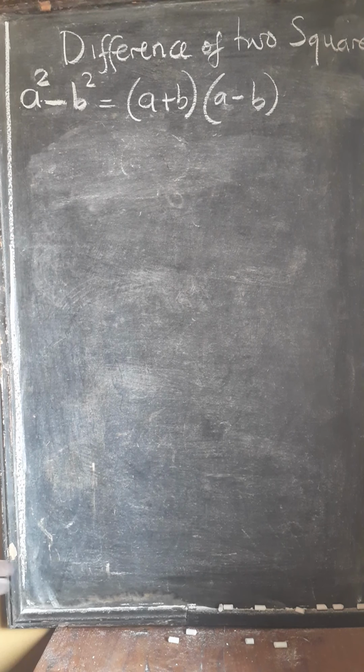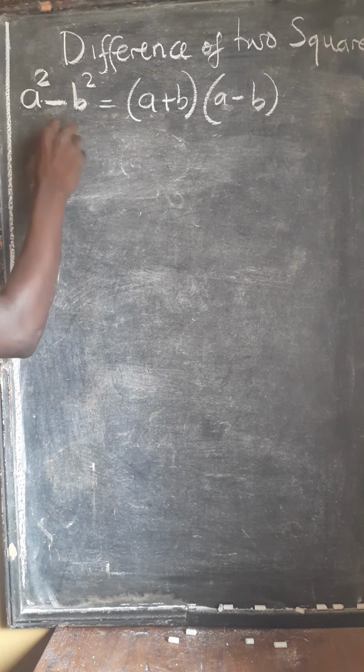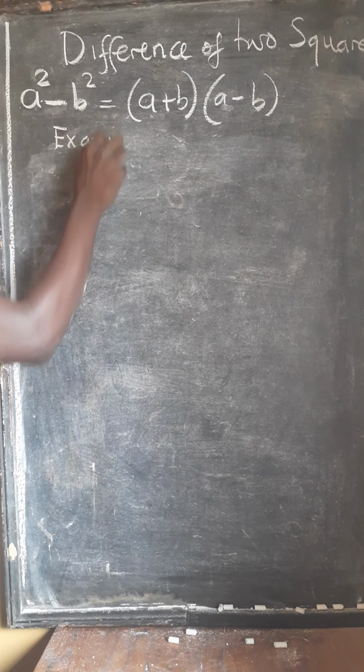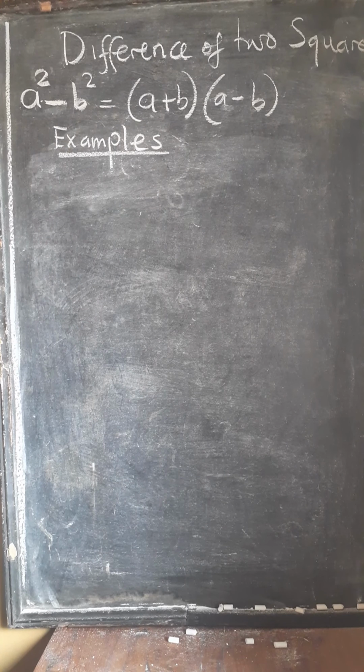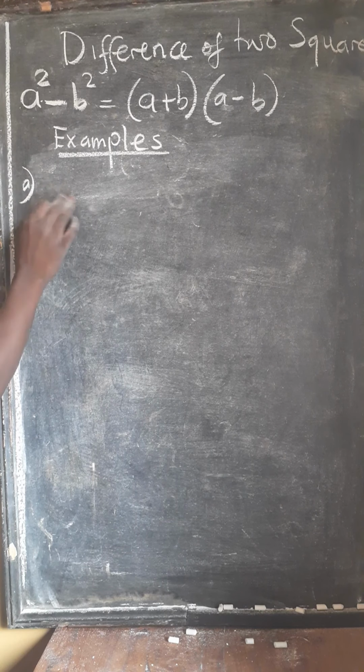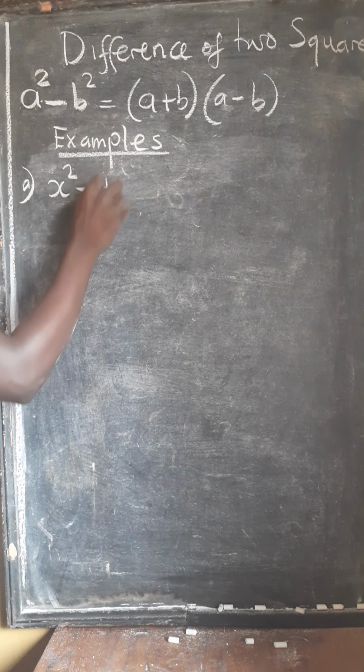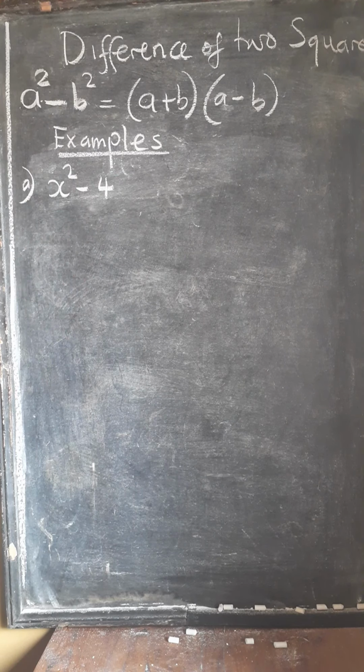So, let's look at examples on how to factorize the expressions using this method, okay? Of course, the question is factorize completely. So we have x squared minus 4.